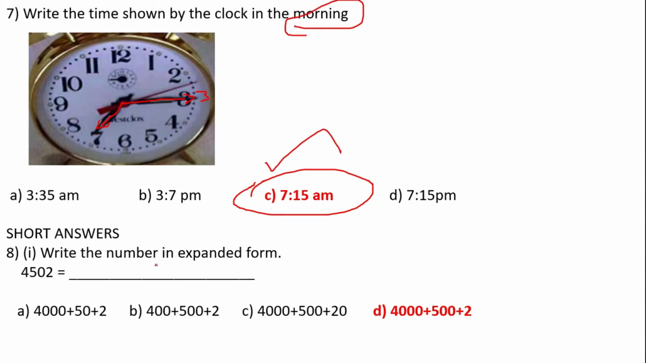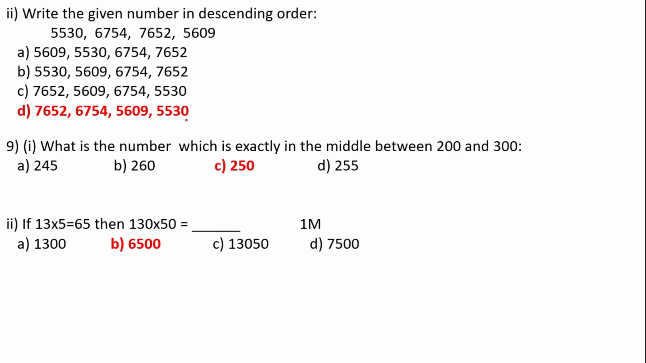Write the number in expanded form. How we can expand this one? 4000 plus 500 plus 2. Write the given number in descending order. Descending order means greater number to smaller number. So among these 4 numbers, 7000 we have to write first. Then 6000 you can write, 6744, 5609 and 5530. This is actually descending order.